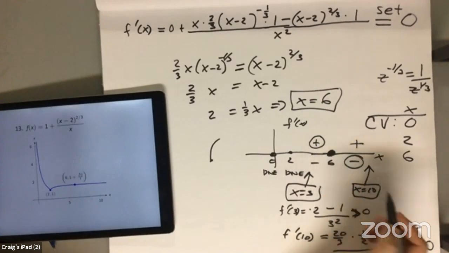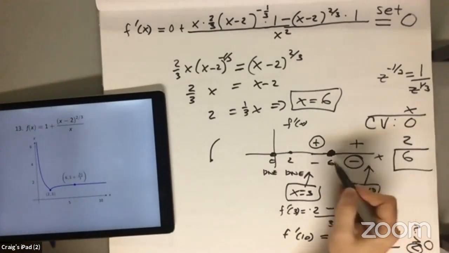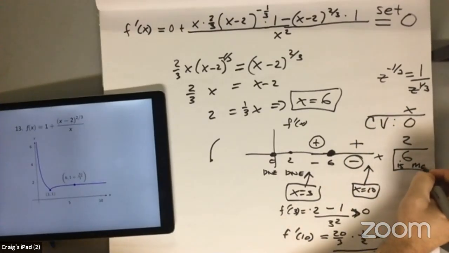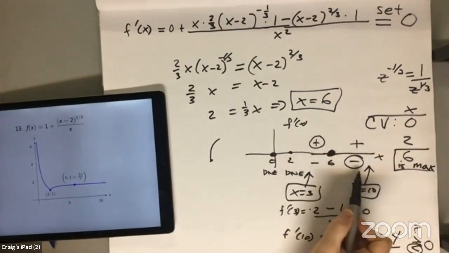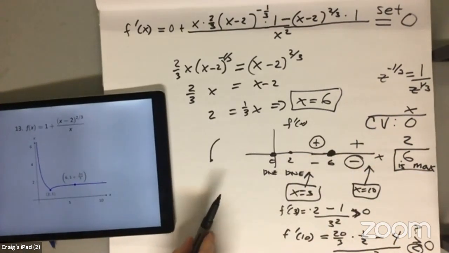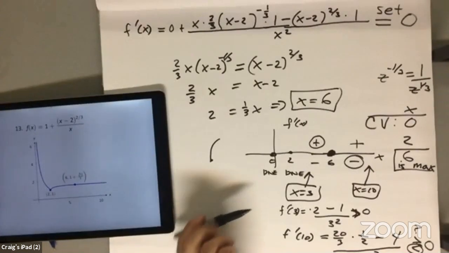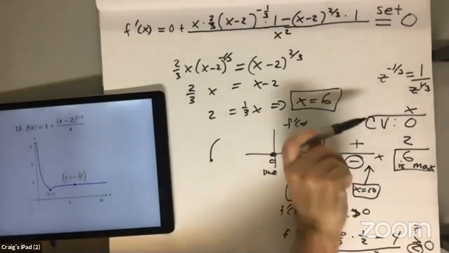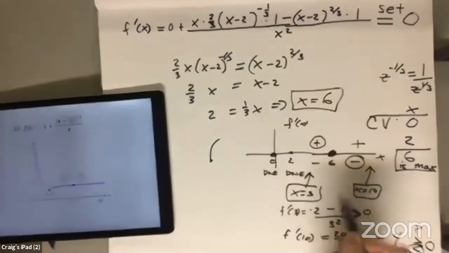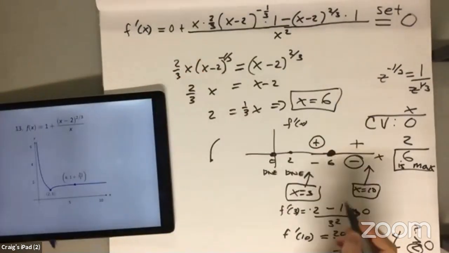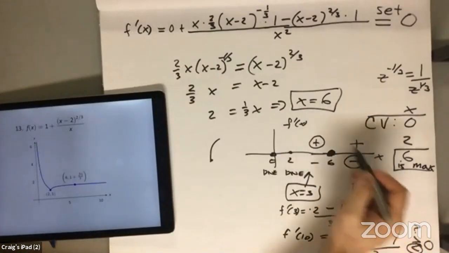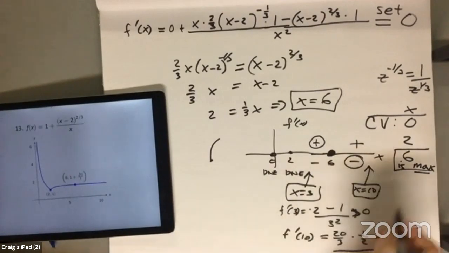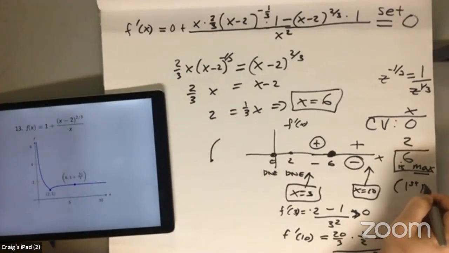So that says that x equals 6 is a local max, because the derivative is positive, then negative. The derivative being positive means the slope is up, then the derivative is 0, then the derivative is negative. Going from positive to 0 to negative means that the original function had to be a hill shape. It had to be a local max. Okay, and that's the first derivative test.